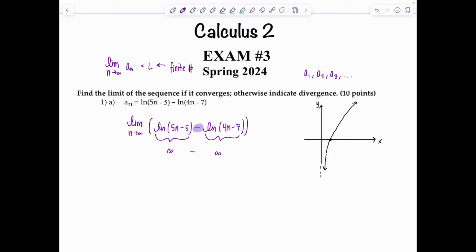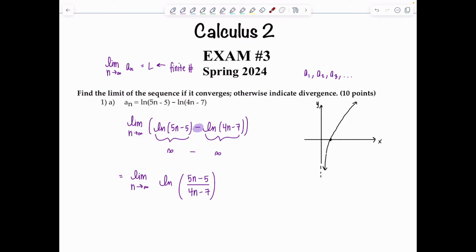So what do we do? Well, thank goodness we're given natural logs. I can combine them into a single logarithm. So I'm going to write this as the limit as n approaches infinity of natural log of (5n minus 5) over (4n minus 7). Okay, what does that let me do? Well, now I have numerator and denominator both going to infinity.